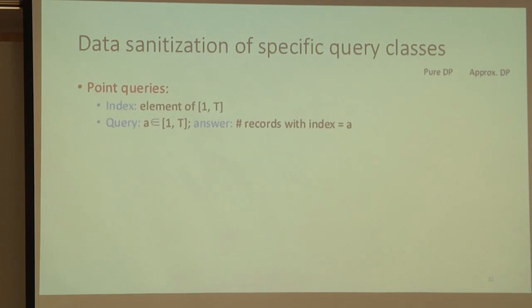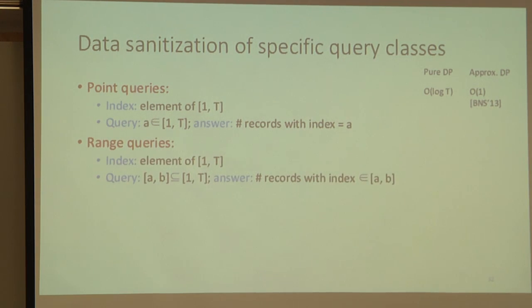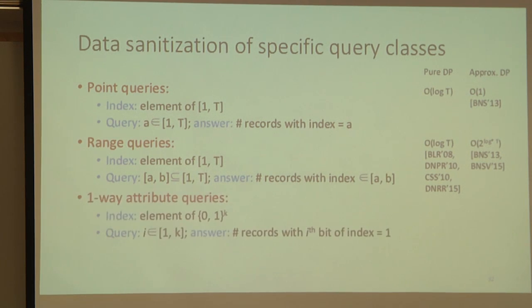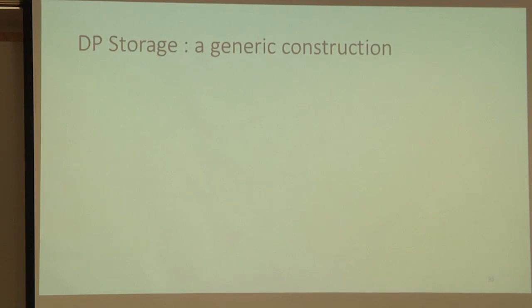So for point queries, if we want to use pure DP, we can have alpha values equal to log t. If we use approximate DP, this is going to be constant. If we have range queries, in pure DP we can have alpha equal to log t, and with approximate DP, 2 to the power log star t. And for one-way attribute queries, we have these bounds.